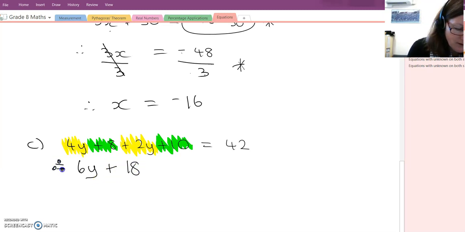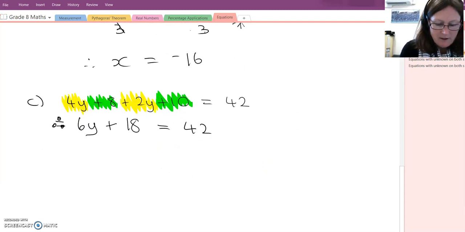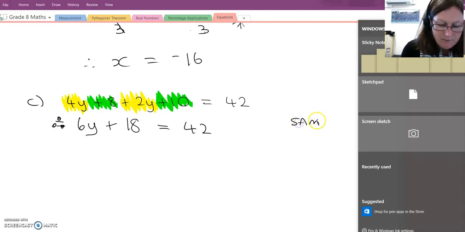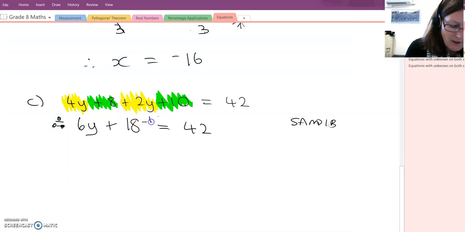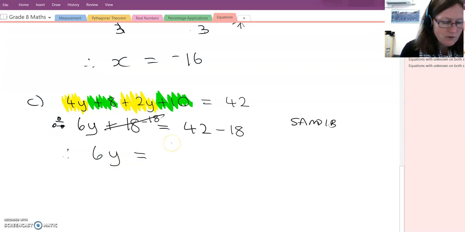Sorry, that should be a therefore sign. So I've combined my like terms, equals 42. Then, remembering SAMDIB. So what I do is I undo my additions first. Add 18, if I subtract 18, they cancel. So I need to subtract 18 there. So I have 6y equals 42 subtract 18, which is 24.